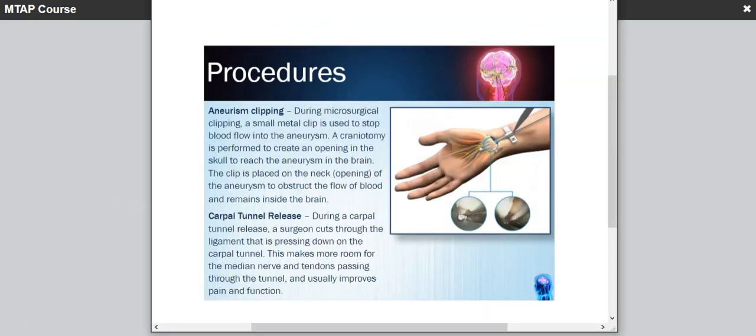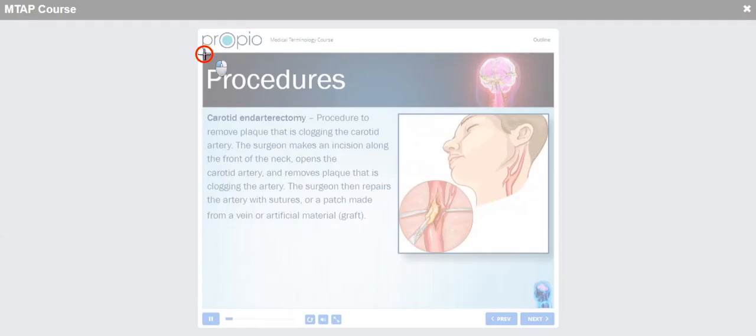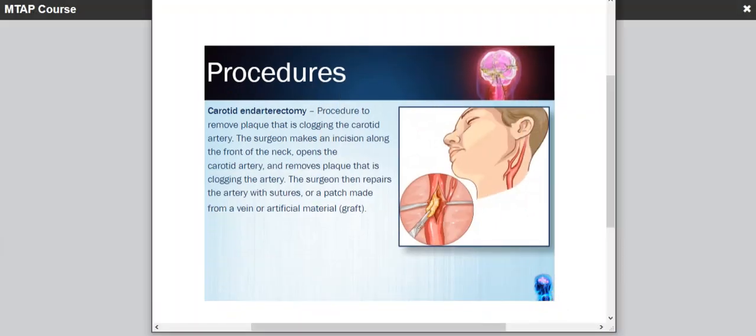This is the procedure when the portion of the disc that is causing the pressure on your nerve root is removed. In some cases, the entire disc is removed.